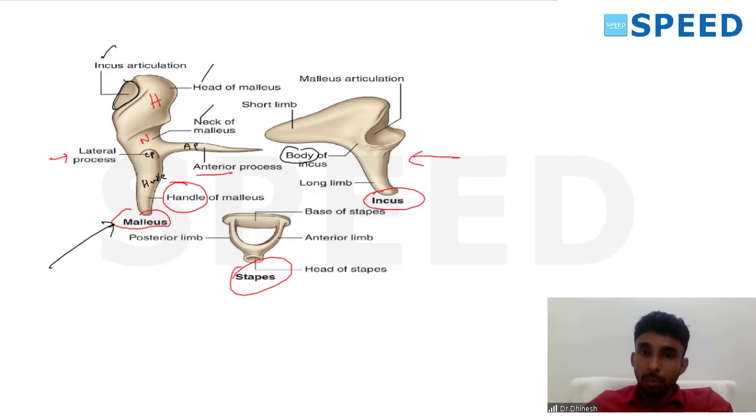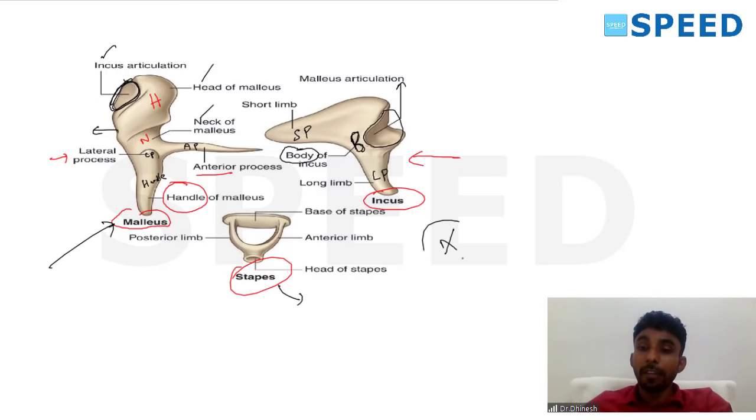One is the body of the incus, and the two projections. One short projection, called the short limb or short process, and one long projection, called the long process or long limb. Okay, fine. And this is the particular area of the incus which articulates with the malleus bone. Okay, fine.